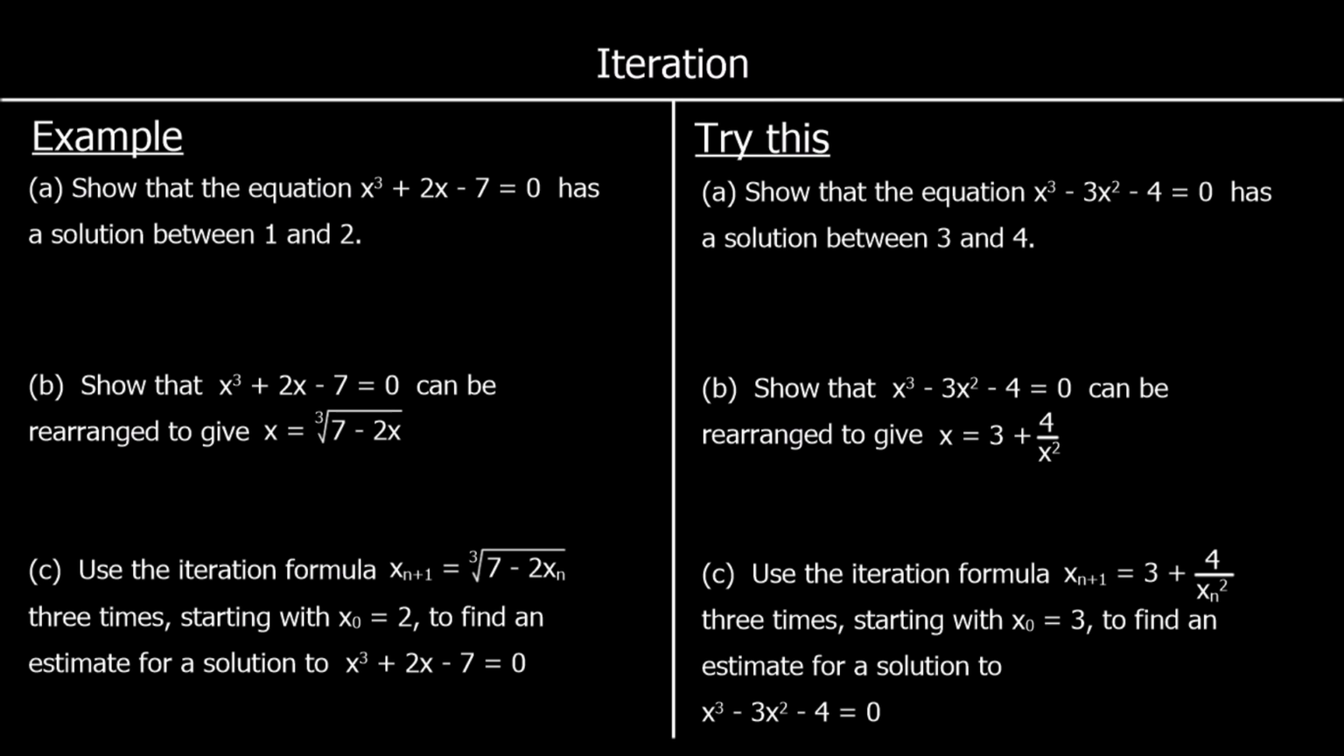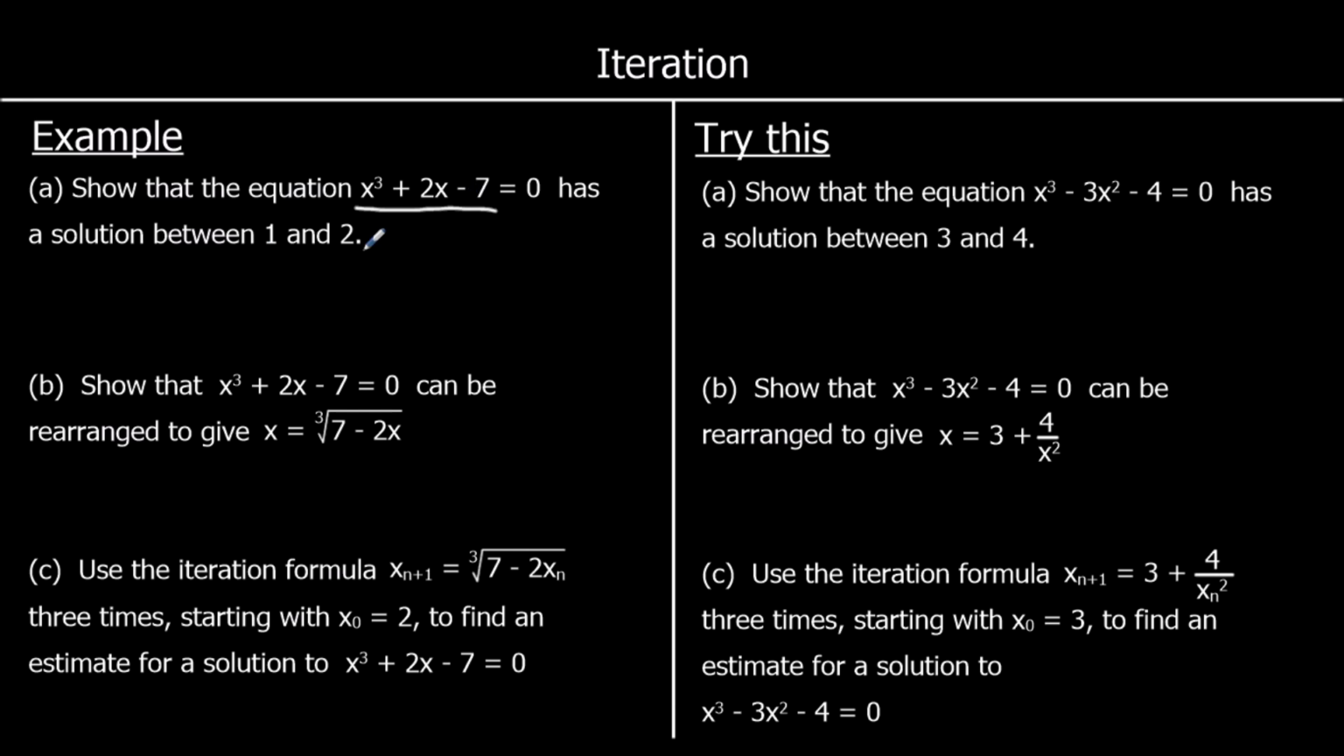The most common use of iteration is to solve an equation that we can't solve by another method. So here is a full question. Part A says, show that the equation x cubed plus 2x minus 7 equals 0 has a solution between 1 and 2. So if we substituted the solution in to x cubed plus 2x minus 7, it would equal 0.